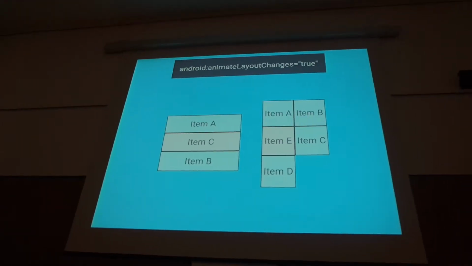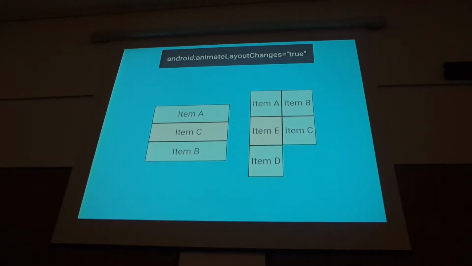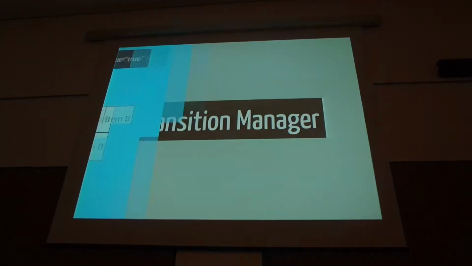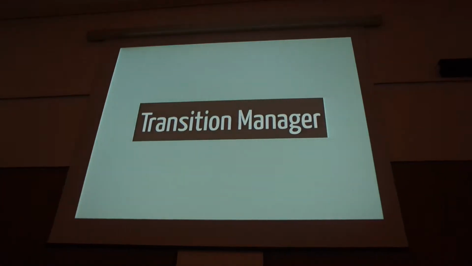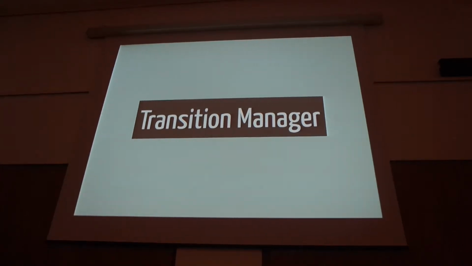So sometime after that, Google came up with another stuff that is much better. Let's call it TransitionManager. It was added on KitKat, KitKat 19.